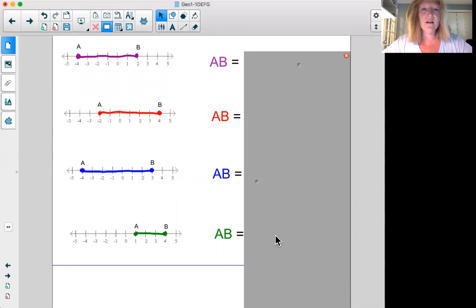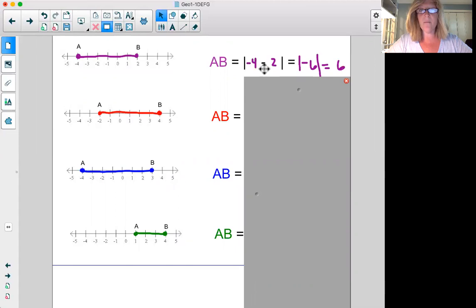Here are practice problems for you. Pause, practice on your own paper, and then press play for the answers. Here we've got the coordinate of A is negative 4, and the coordinate of B is positive 2. So the measurement of the segment is negative 4 minus 2. The absolute value of negative 6 is 6.